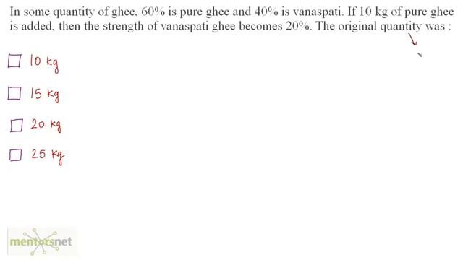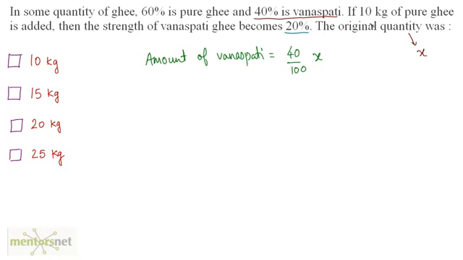Let us consider this original quantity of the mixture to be X. Now, from the data that is given to us, 40% of the original quantity is vanaspati ghee. So I can say that the amount of vanaspati ghee is equal to 40% of X. So 40 upon 100 X. Now they are adding 10 kg of pure ghee to it. Of course, we are not adding any vanaspati ghee, so the amount of vanaspati remains the same. Only its relative percentage gets changed.